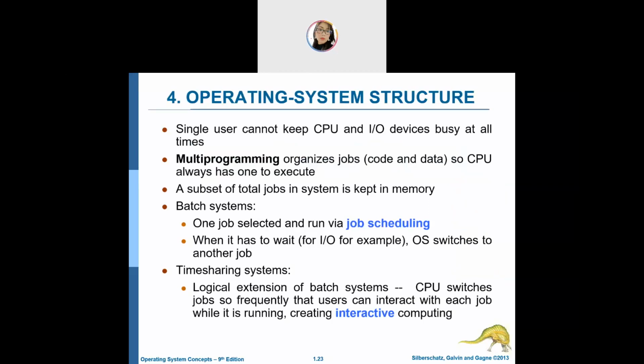And now you have the operating system structure. A single user cannot keep the CPU and input-output devices busy at all times. Multi-programming organizes jobs, which include your code and the data.